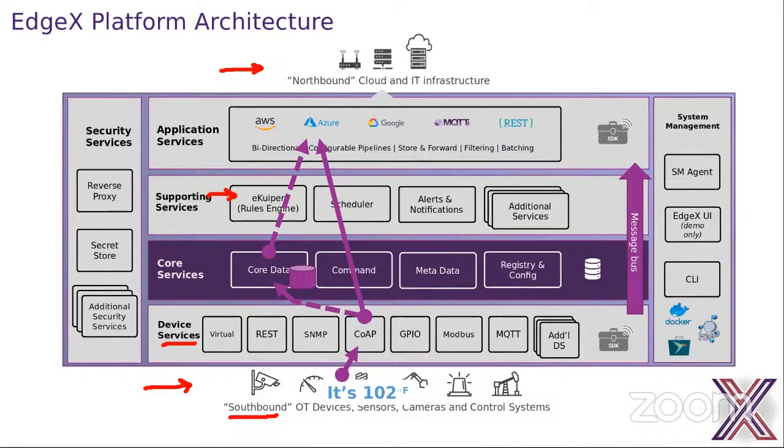Now, once the application services have that data, what do they do with it? Well, an application service has many tasks. In many cases, what an application service is going to do, it's going to prepare that data for a ride to the north. It's going to prepare that data to export it to your cloud, your enterprise, your on-prem situation. We provide a set of application services with all sorts of what we'll call connectors to deal with all the various clouds, AWS, Azure, Google. Also being able to send that data just by simple MQTT or REST.